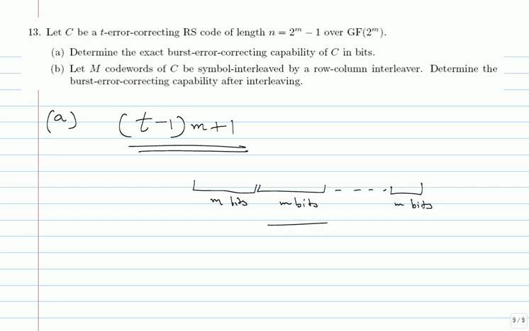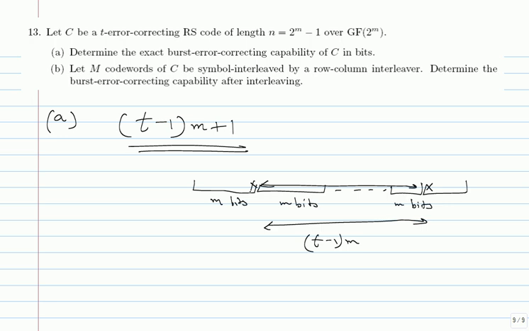You take (t minus 1) times m. Suppose this is (t minus 1) times m, and all these are in error. Then you make an error here, or make an error here, which is a consecutive burst, and you have affected t plus 1 symbols, right?